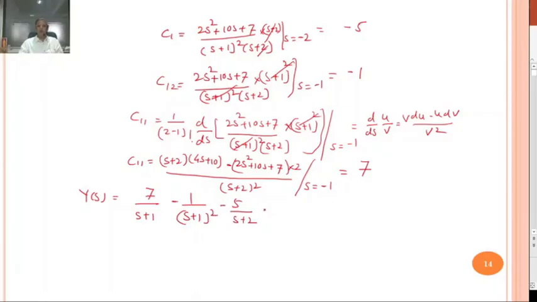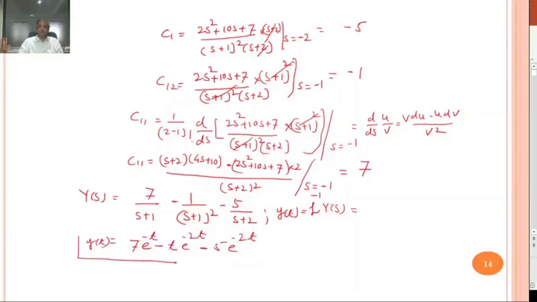Now take the Laplace inverse. y of t equals Laplace inverse of Y of s. And that becomes, this is 7 e raised to minus t minus e raised to minus t times t, minus 5 e raised to minus 2t, and this is y of t. This is the solution of the differential equation for the given initial condition.